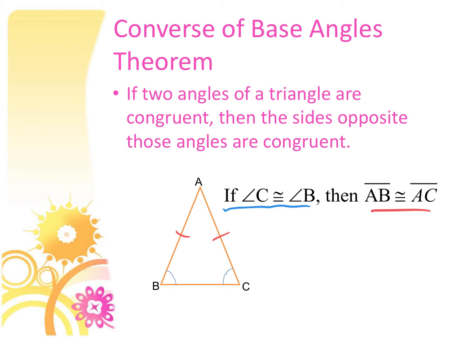Now, one connection I want you guys to make. What were the two triangles on the last two slides? What kind of triangles were they? They were isosceles. So both of these theorems hold for isosceles triangles, okay? And it's true for all isosceles triangles. So not only do isosceles triangles have two congruent sides, they also have two congruent angles, okay? Their base angles must also be congruent.